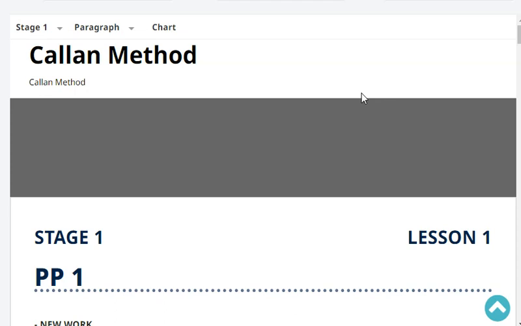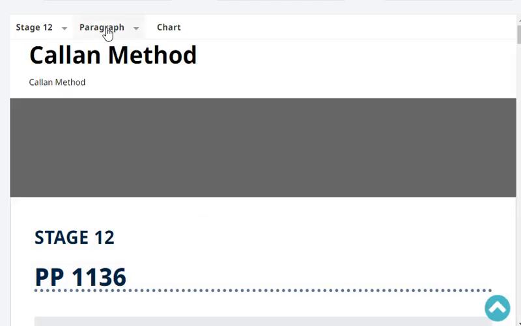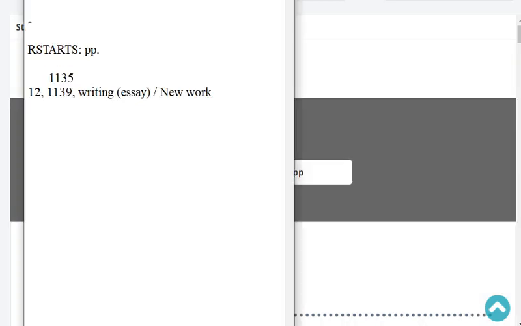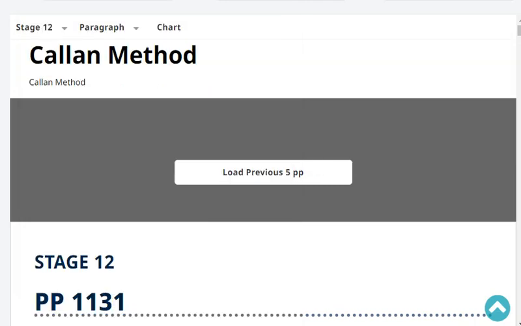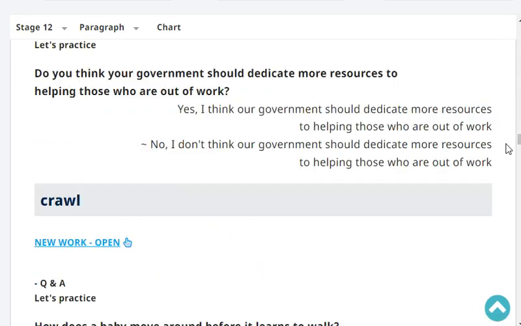We are at stage 12, paragraph page 1139. Our last headword was writing essay, a newer type of lesson. So let's start with our revision. Let me just scroll down. Okay, here we go.